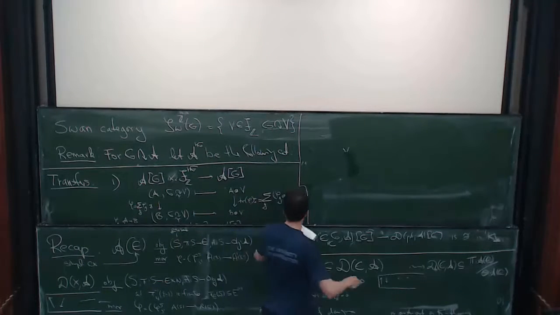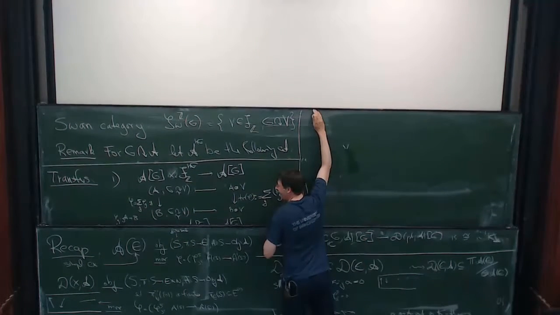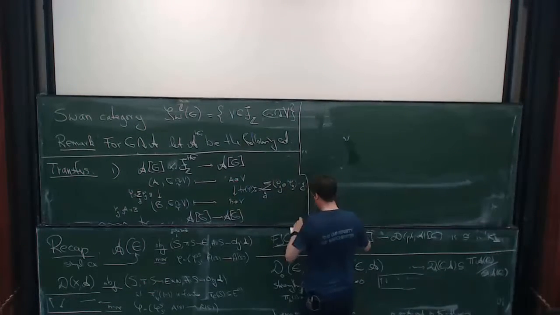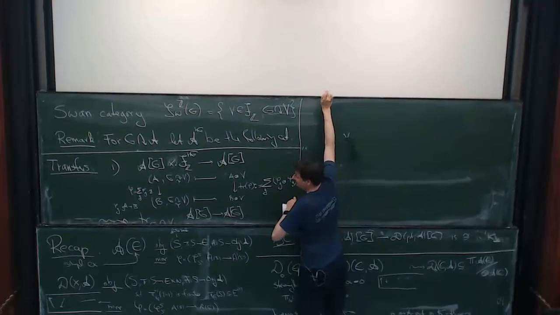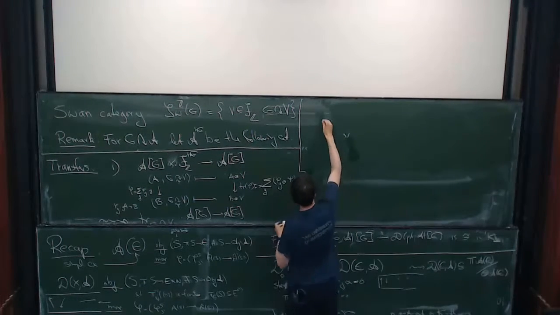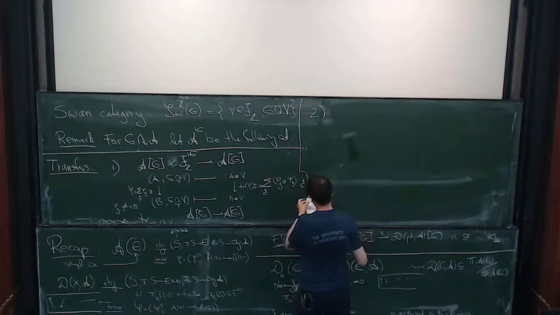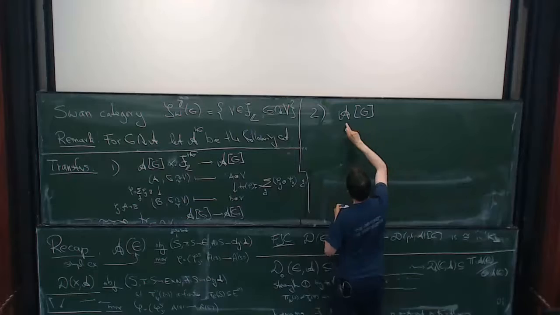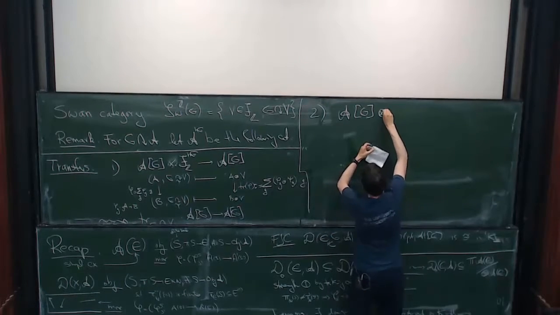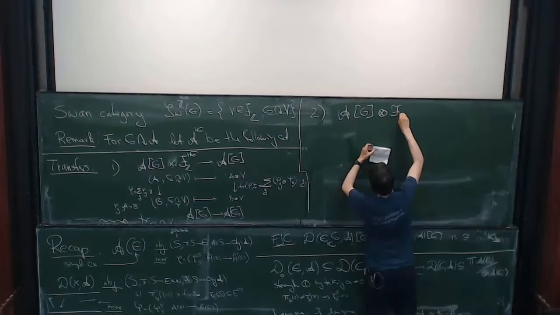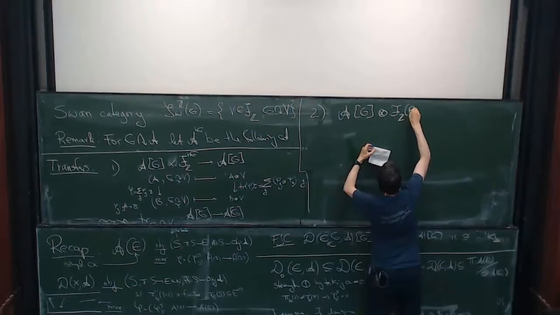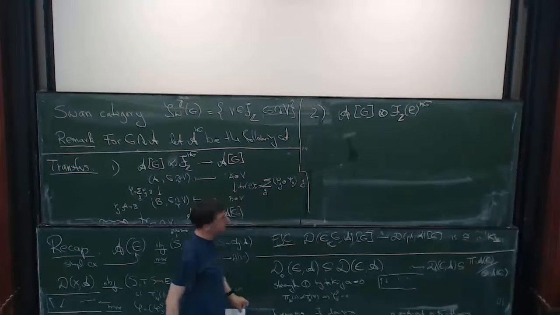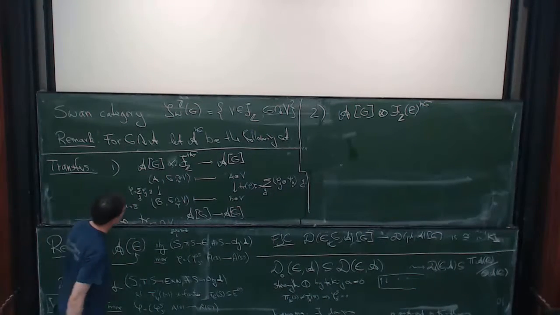Okay, and now we're going to improve on this slowly. Anyway, okay, so version 2. Now I'm still going to start with AG, but I'm going to replace the Swan category with this one. I'm just going to add the E to the free modules, to the free abelian group.